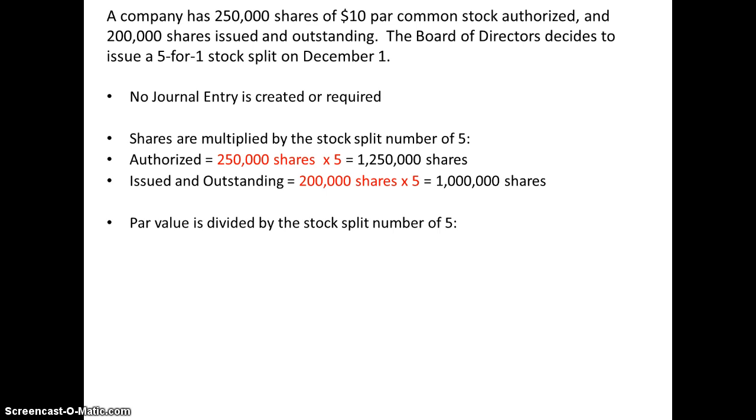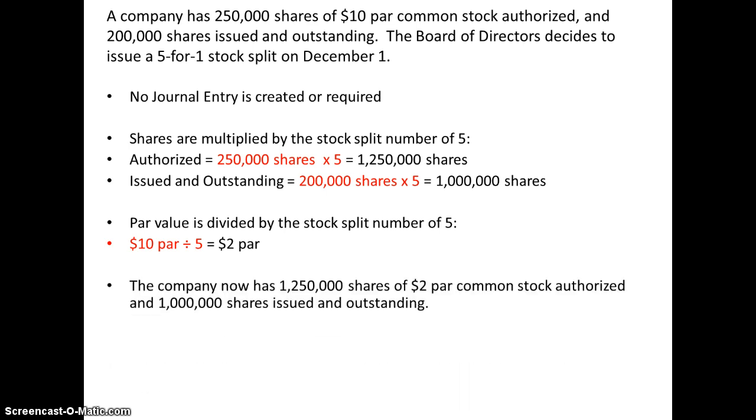What does that do to par value? Par value is divided by the stock split number of 5. So we had a $10 par. We divide it by 5. That means our par value is now $2 per share. The company now has 1,250,000 shares of $2 par common stock authorized, and they have 1 million shares issued and outstanding.